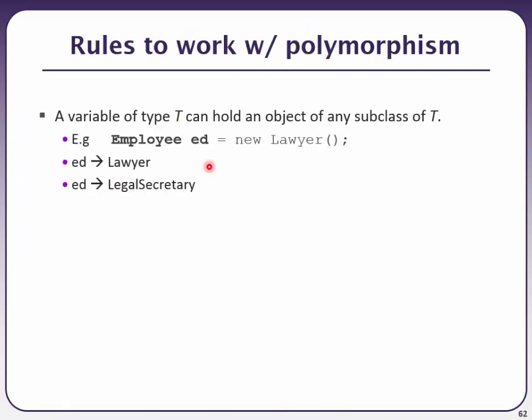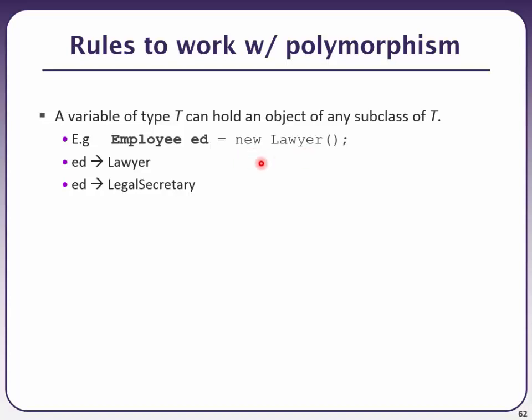A couple of rules to work with polymorphism. So let's say that we have a variable of type T. So this variable is meant to hold a reference to an object of type T. So for example, here the variable ed is supposed to be able to hold a reference to an object of type employee, of class employee, okay? Well, if it can hold a reference to an object of class employee, it can also hold a reference to any object of a class that happens to be a subclass of employee.